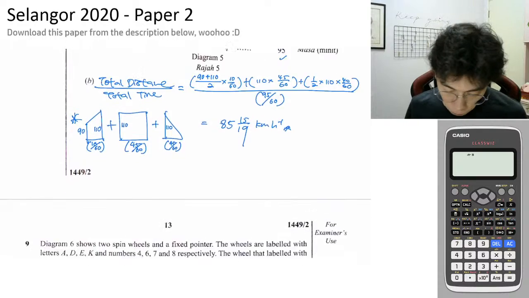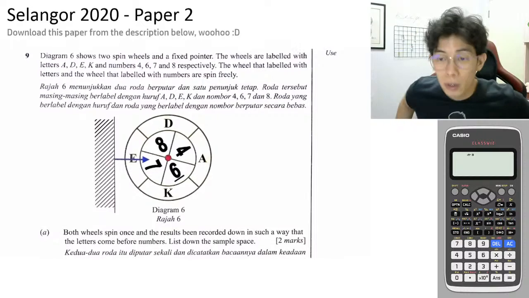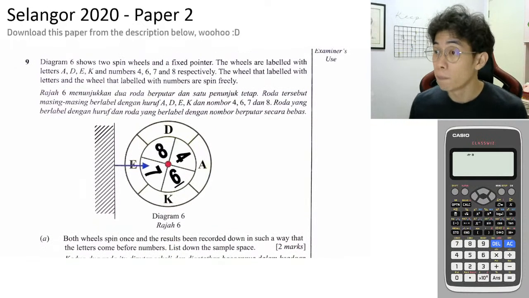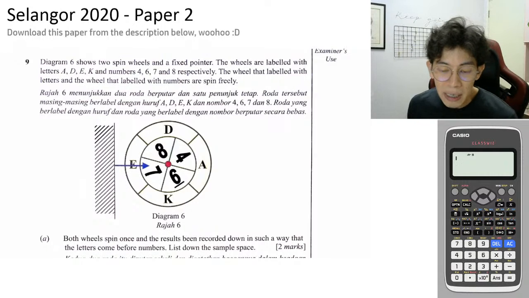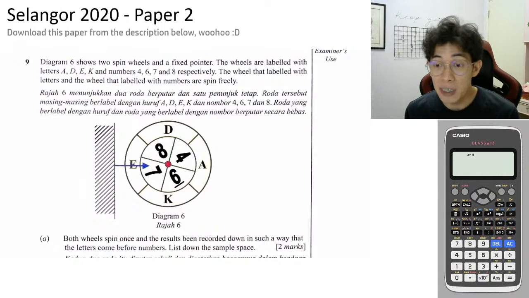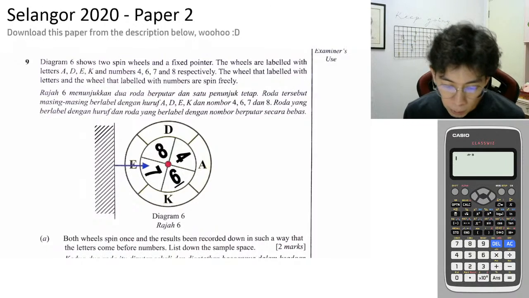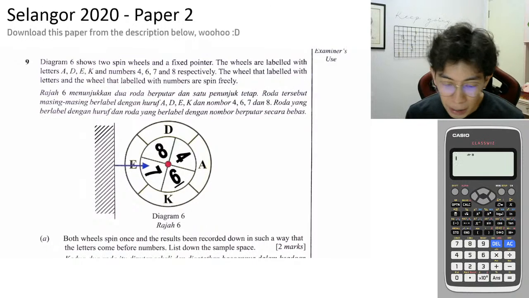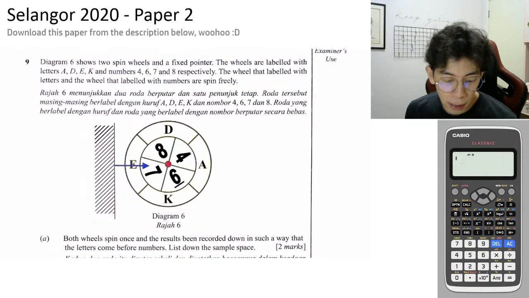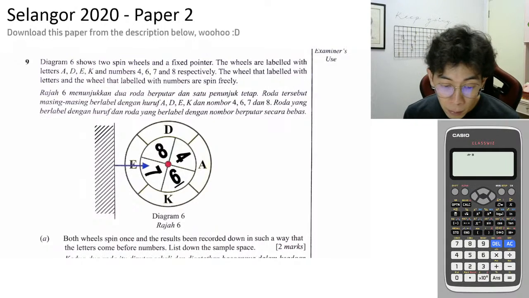Okay, so next. Question number 9, probability, the normal probability lah. Diagram 6 shows 2 spin wheels and a fixed pointer. Okay, 2 spin wheels and a fixed pointer. The wheels are labeled with letters A, D, E, K. Okay, A, D, E, K. The numbers 4, 6, 7, 8 respectively.